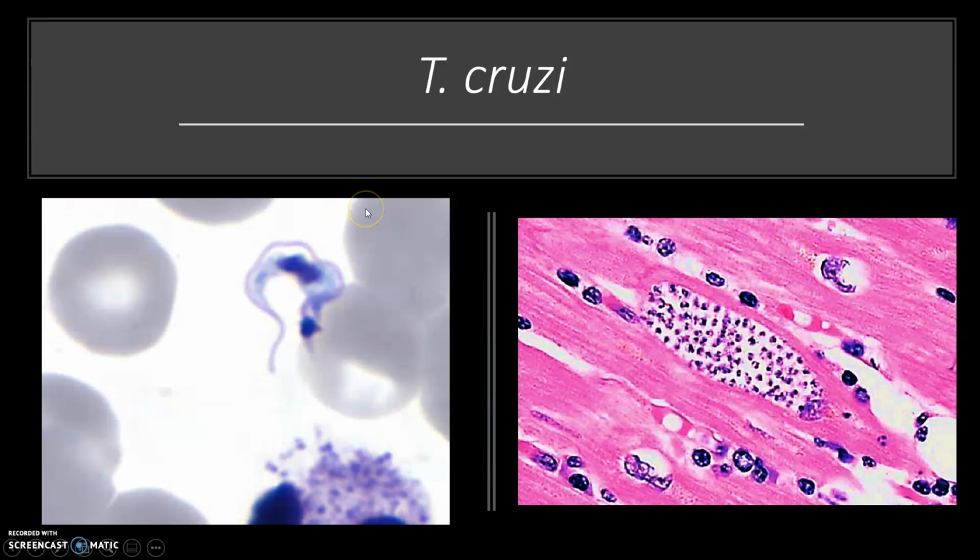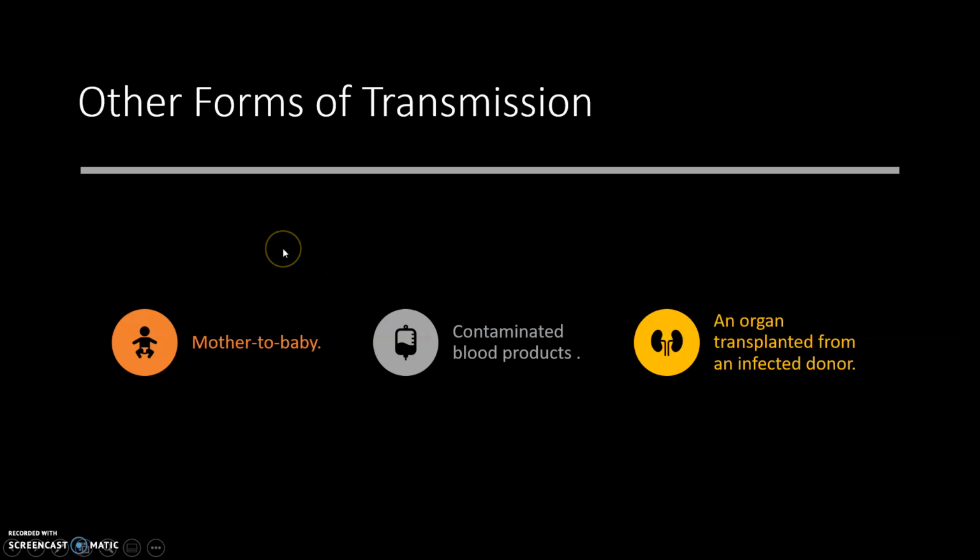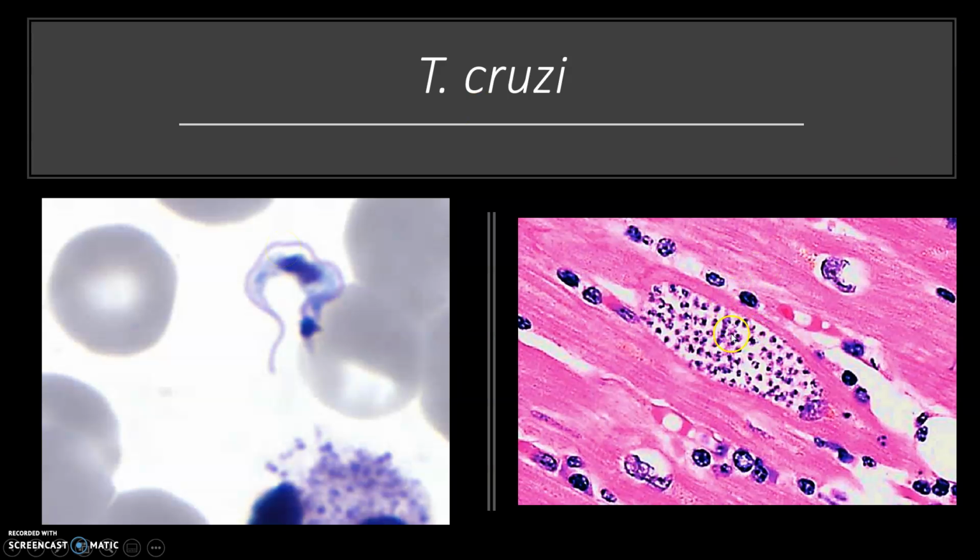And right here, this is a picture of the trypomastigote. Right here you can see the kinetoplast, which has a bunch of DNA in it. And right here's the nucleus. And right here is a picture of the amastigote.